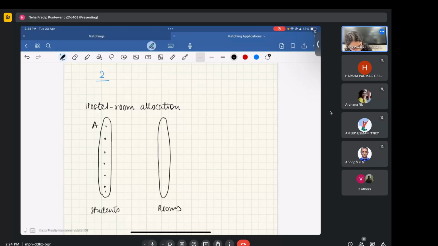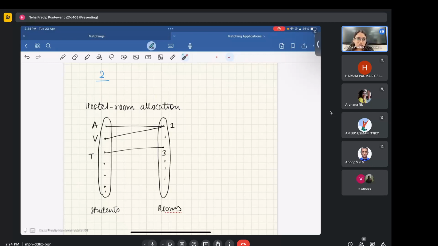Let's say Amjad prefers room 1. Say it has a nice view, so Amjad prefers room 1. Then let's say Vivek also prefers room 1. Let's say Tulsi prefers room 3, and so on. The number of rooms and all is not a constraint for us right now. So likewise, for every student here, you have some preference of rooms that they have.